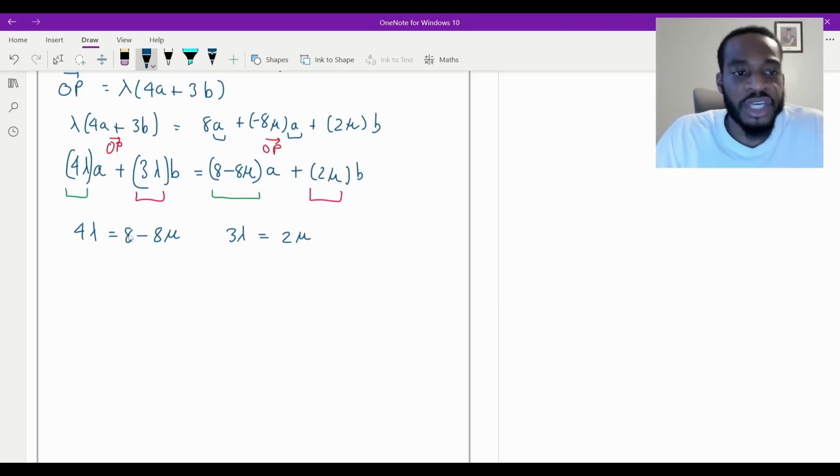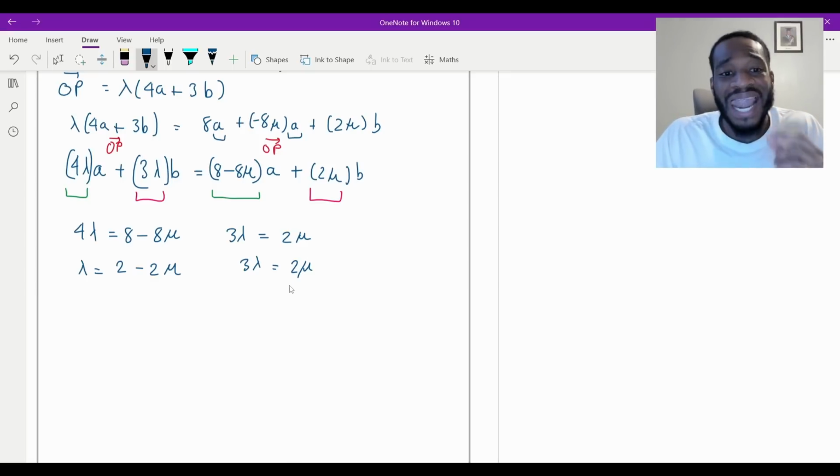So what do I do? Well, this one, I can actually divide 3 by 4. I'm going to have lambda equal to 2 minus 2 mu, like that. And then I still have 3 lambda is equal to 2 mu. Now remember what we want to do. We want to figure out what lambda is, so we need to solve this simultaneously.